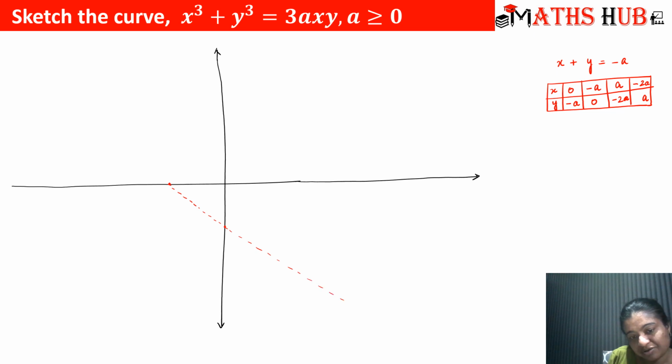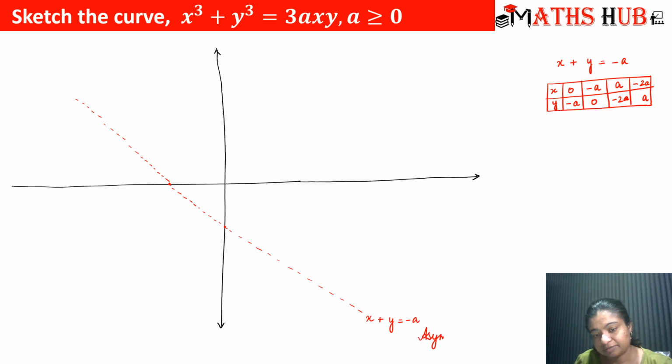So I'm trying to draw a straight line. You will always take the help of a ruler to draw a straight line. Yes. So this is the line x plus y is equal to minus a. So this is my asymptote. And what will the asymptote help us to know? That the curve will not cross this line. Then (0, 0) is the point of node.